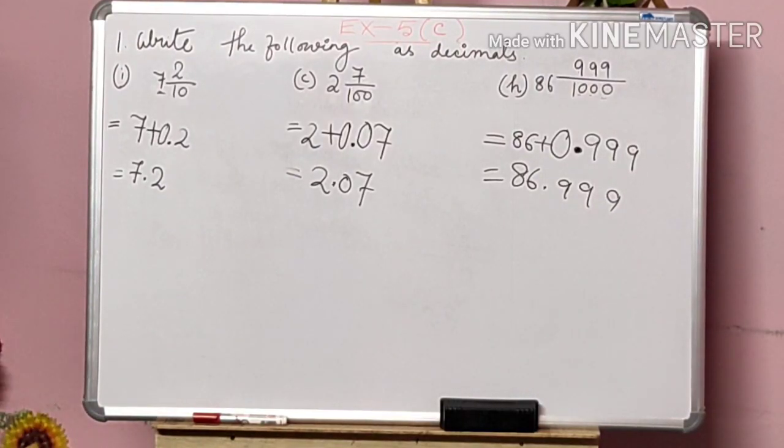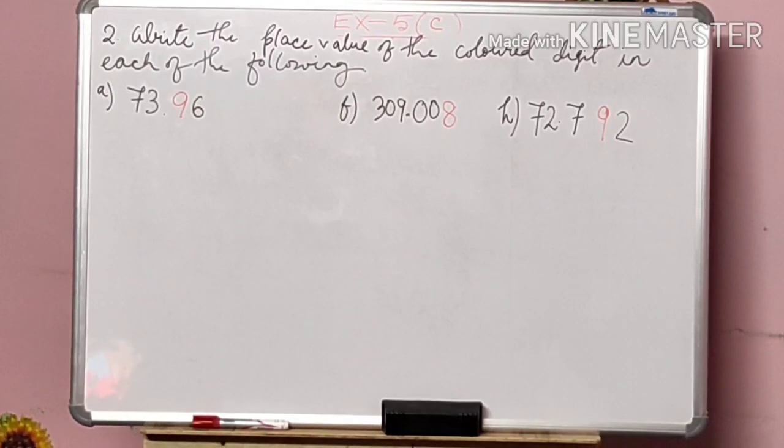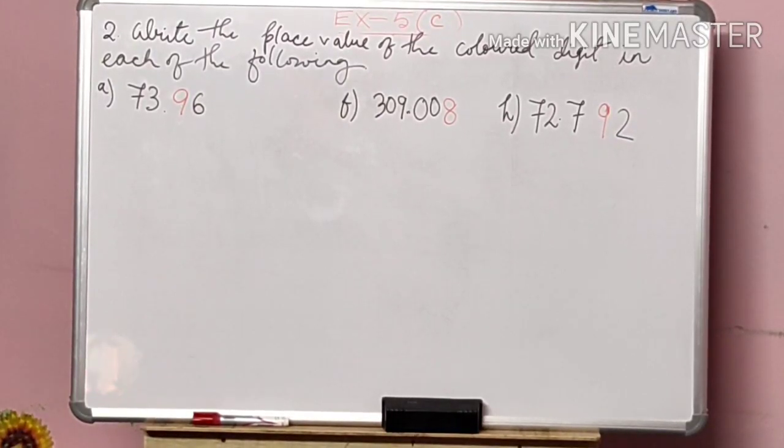Now we are going to do question number 2. Just copy that. Okay, so students, you see that in this question it says, write the place value of the colored digit in each of the following. Some questions are given here and we have to write the place values of them.